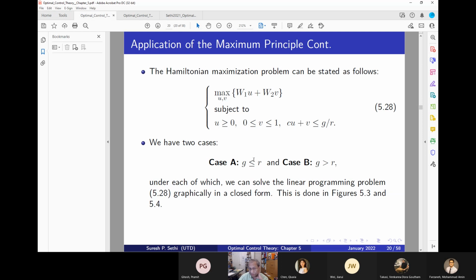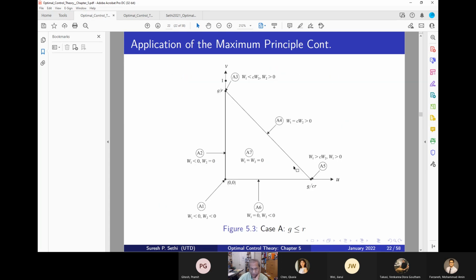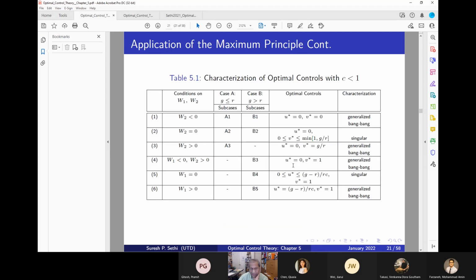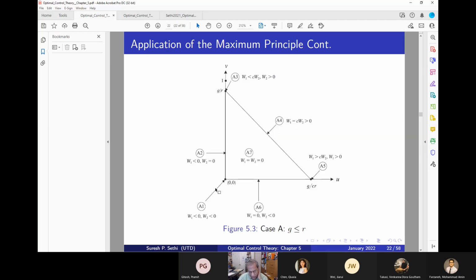We have two cases because the constraint is G by R: where G is less than R and where G is bigger than R, and we will solve both of them. Let me go to another place, and then soon we're going to finish. So here is the first simplex. This is the G by R less simplex.